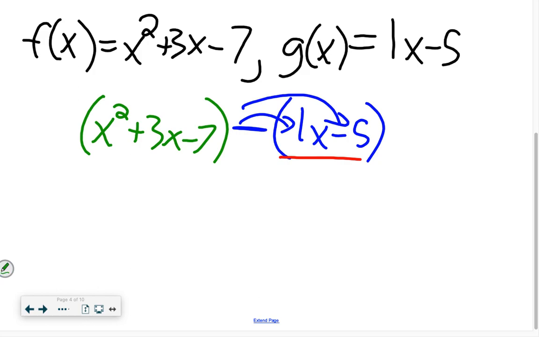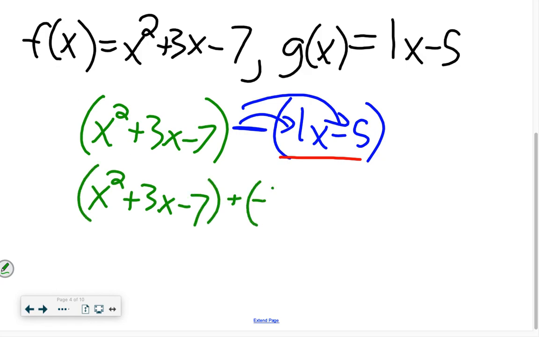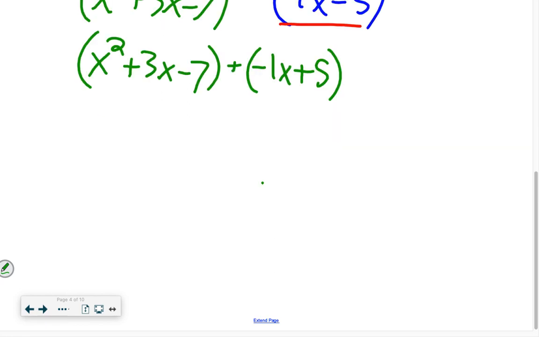So if I rewrite what I have: x squared plus 3x minus 7. And if you distribute the negative, it's a minus 1x, and a negative times negative is a positive 5. So now we just combine like terms. So you have x squared, there is no like terms, so x squared is going to stay out there. Well, now we have 3x and a negative 1x. Again, like terms because same variable, same exponent.